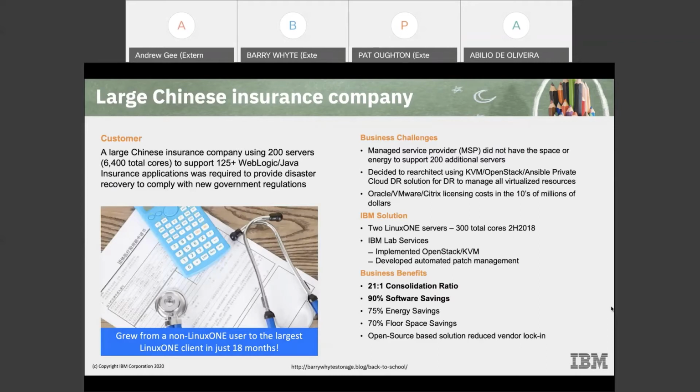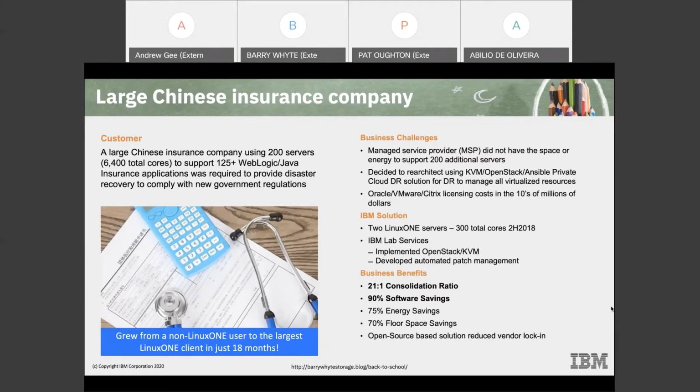We're going to open source. In the most part anyway, they kept Oracle. They're still an Oracle customer, but their Oracle bill will have dropped significantly. They got an average of 21 cores to 1 as they consolidated. 90% software savings, energy savings are 75%, 70% of the floor space. And they can pick and choose whatever open source software they choose to. If they want to get rid of OpenStack and go to any of the other options, Kubernetes, OpenShift from Red Hat, it's all available. They're all supported.